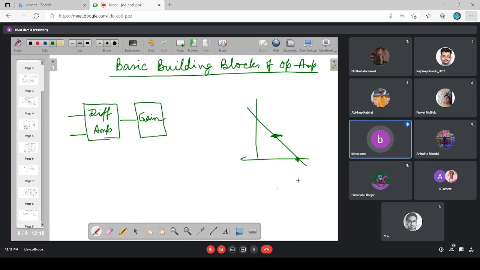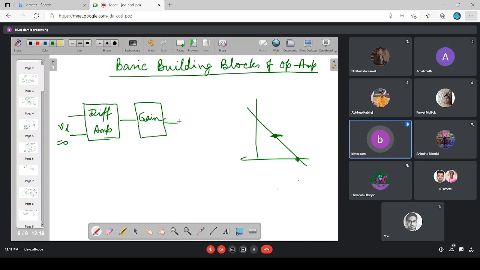So to have proper swing at the output, this difference amplifier and gain stage combination must have the operating point set at non-zero voltage. So what does it ensure? It ensures that even if the input difference voltage VD is 0, the output of this gain stage will it be 0? If VD is 0, no, sir. Some non-zero value. So the Q point, at the operating point.